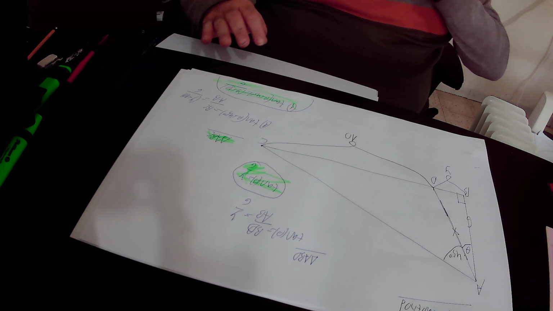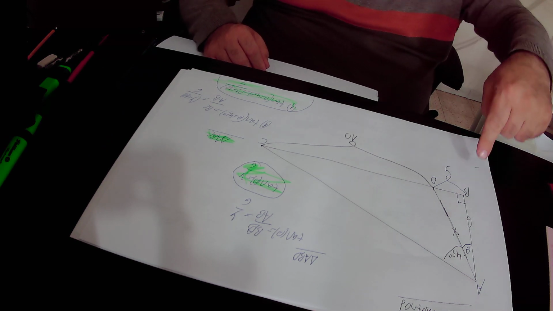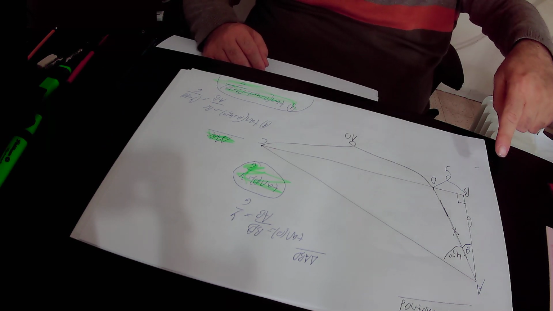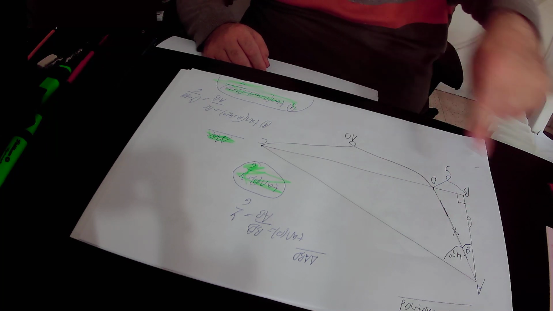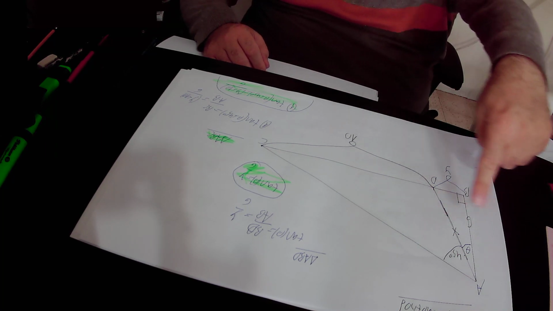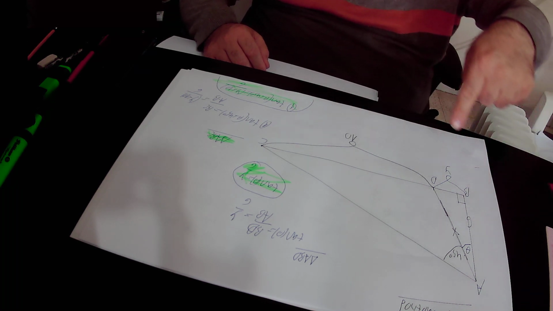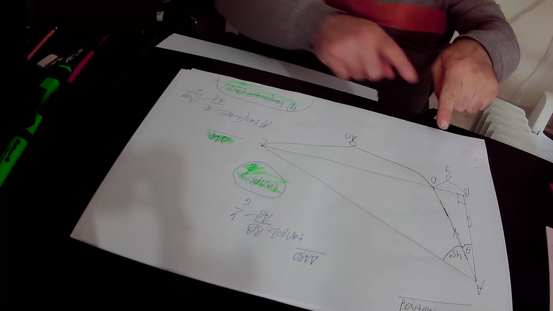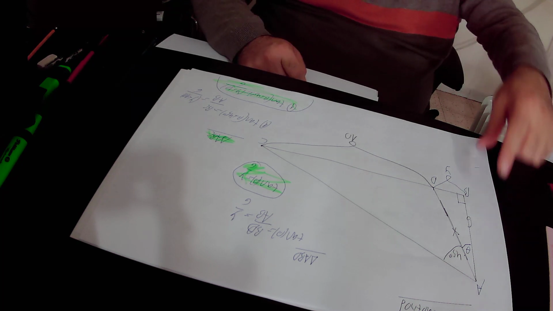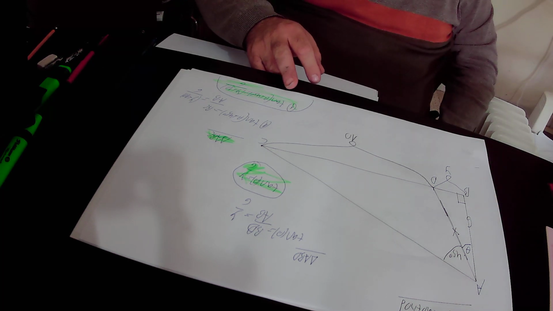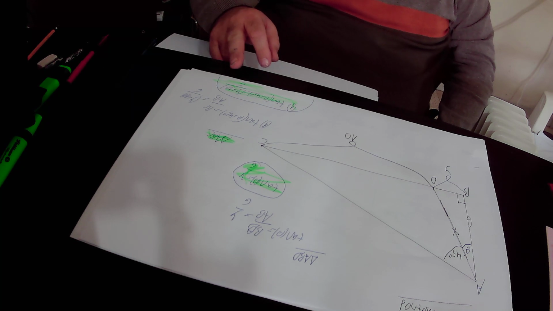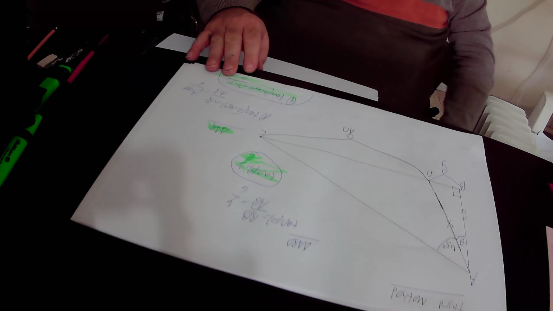Then we focus on the right triangle ABC. In the right triangle ABC, tangent of theta plus 45 degrees equals BC over AB. BC equals y plus 10. AB equals 6. So in conclusion, according to equation number 1, tangent of theta plus 45 degrees equals y plus 10 over 6.